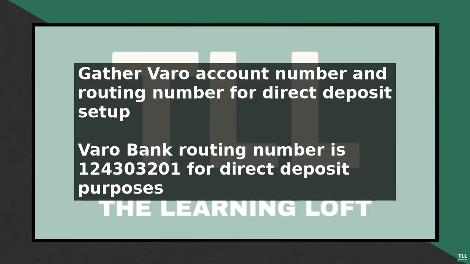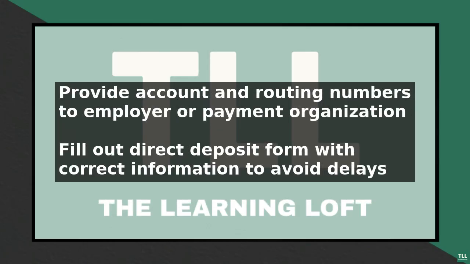You can find your account number by logging into your Varo mobile app or by looking at a check or deposit slip. Next, you will need to provide this information to your employer or the organization that will be making the direct deposit payments. They may require you to fill out a direct deposit form, which will ask for your account number and routing number.